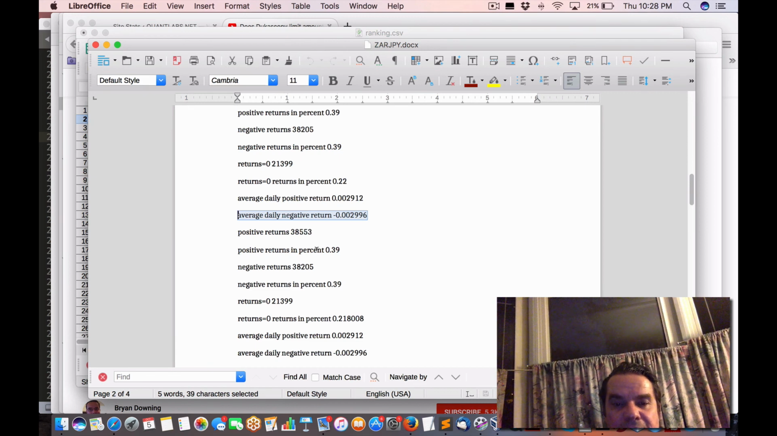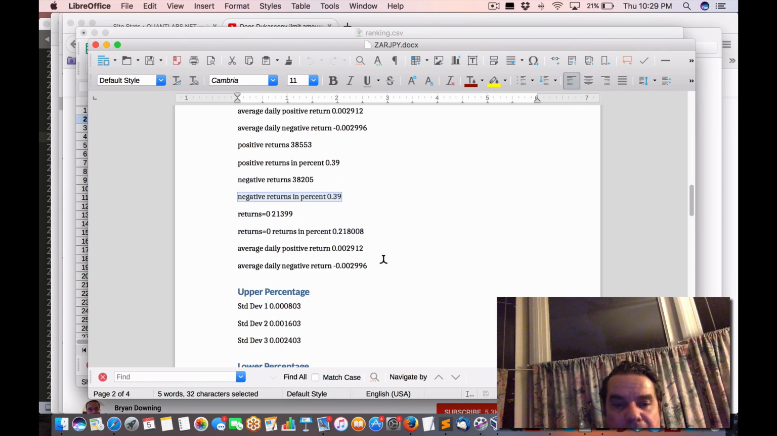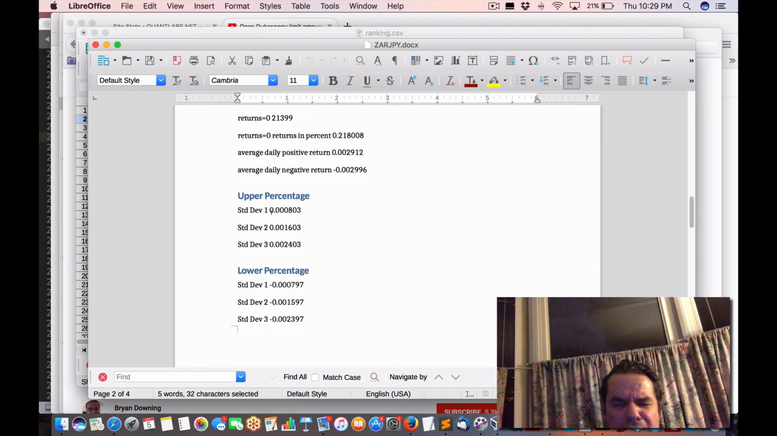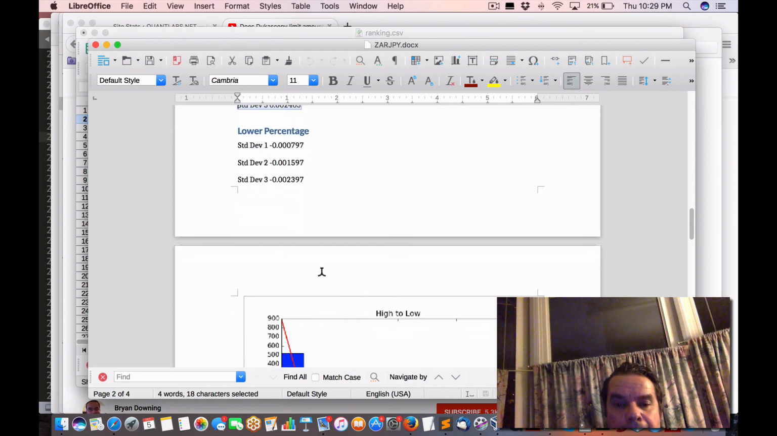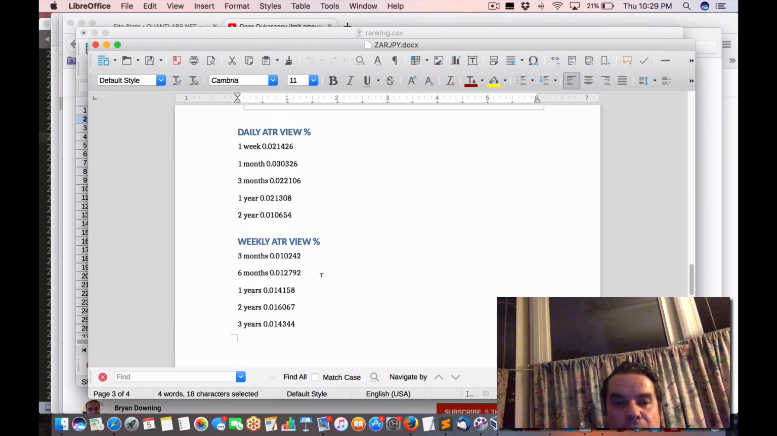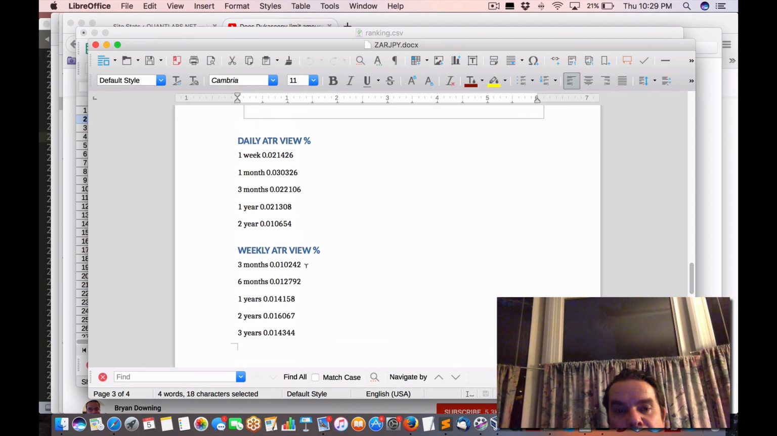Positive returns in percent, 0.39, and negative in percent, 0.39. And I'll show you maybe something on the other end. Here's a standard deviation of the different moves, 3 being the most extreme. And then, of course, as I said, we have our charts as well. So here's our weekly and daily ATR views of a week, a month, 3 months, 1 year, 2 years.